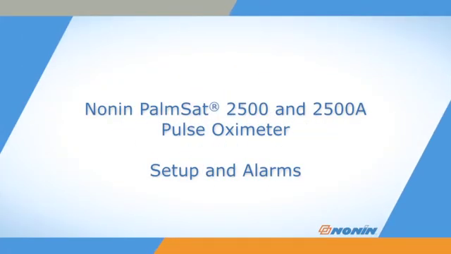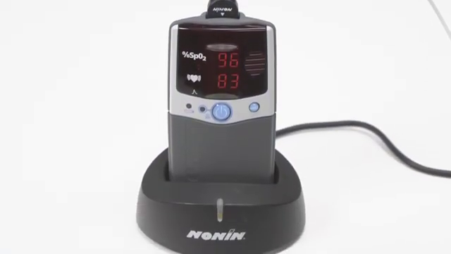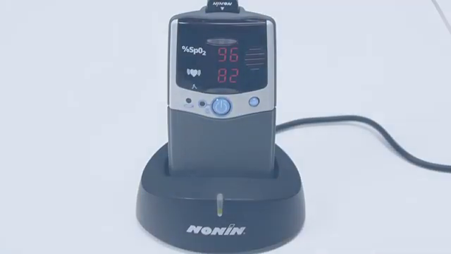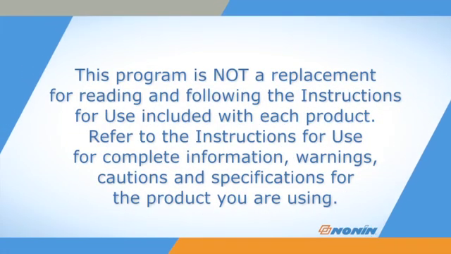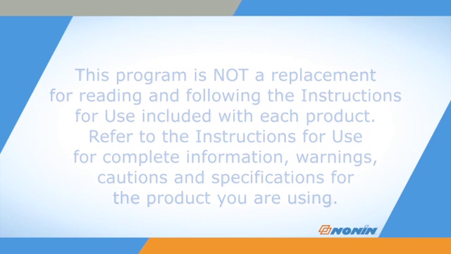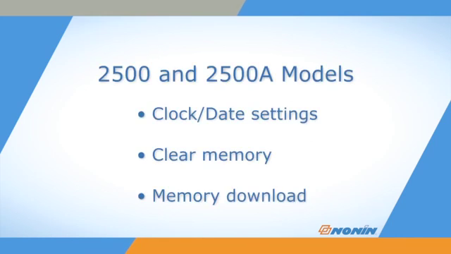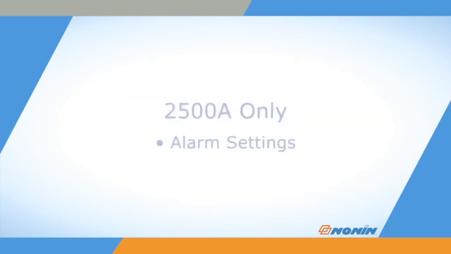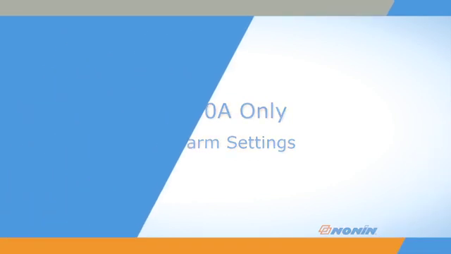This short video shows how to set up and adjust settings on Nonin PalmSAT model 2500 and 2500A pulse oximeters. On both the 2500 and 2500A models, setup mode is used to set or disable the clock and calendar, clear the oximeter's memory, and memory download. On the 2500A model only, setup is also used to adjust alarm settings.